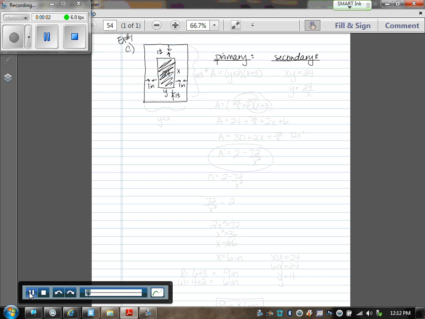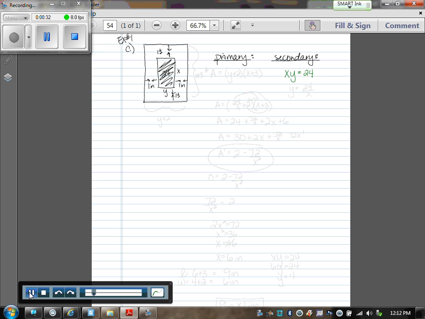Here is example number 1C. We have a rectangular page that has to contain 24 square inches of print. I've labeled the print in the middle of the page X by Y, so the length is X, the width is Y, and it needs to contain 24 square inches of print. So that's what I'm going to use as my secondary equation: X times Y equals 24.